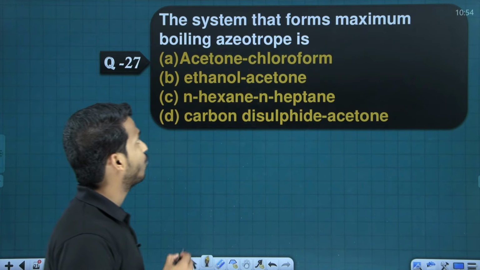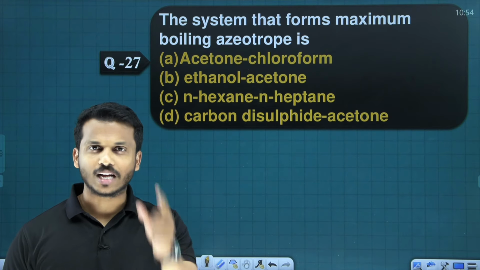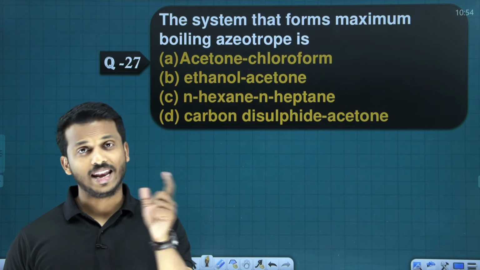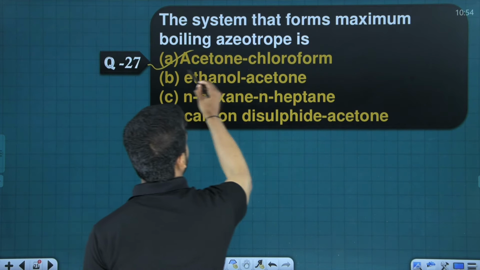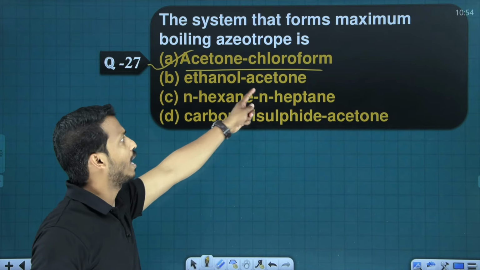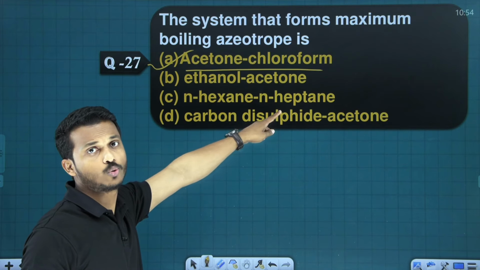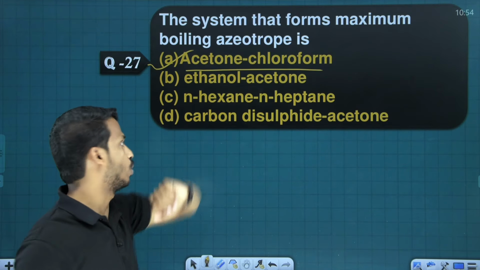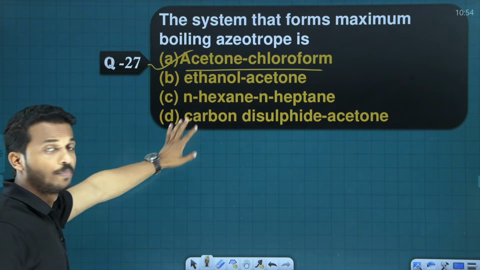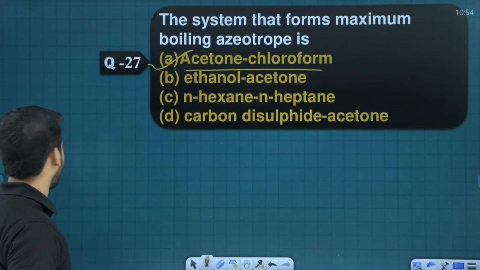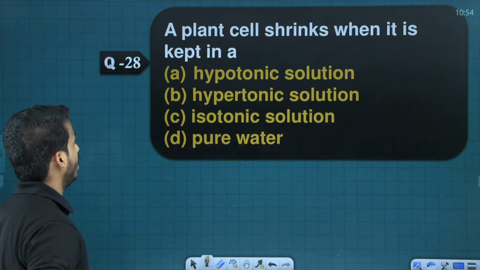The system that forms a maximum boiling azeotrope. Maximum boiling azeotropes are formed by negative deviation. Who will give negative deviation? Acetone and chloroform. Ethanol and acetone we studied in positive deviation. N-hexane and N-heptane is an ideal solution. Carbon disulfide and acetone we discussed in the positive deviation case. So acetone and chloroform, negative deviation, form a maximum boiling azeotrope.